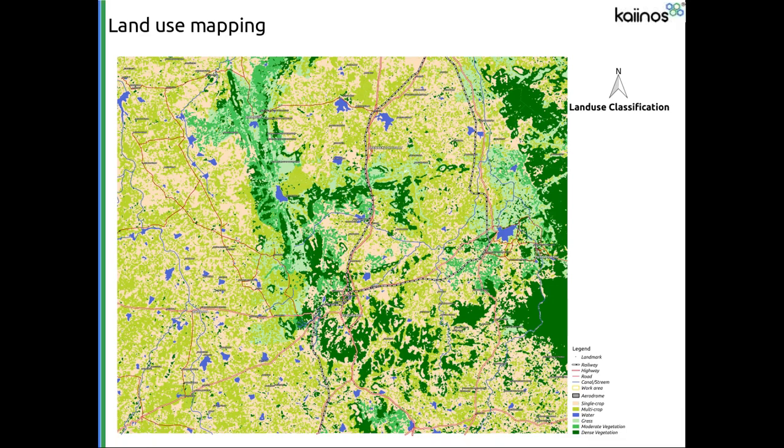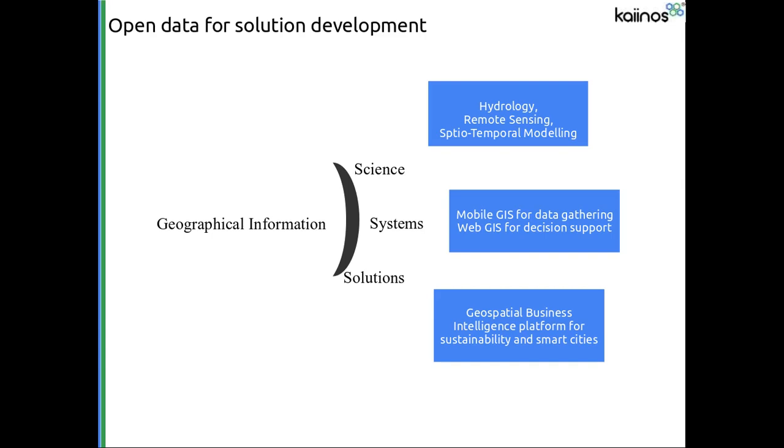So when we have these rich datasets, we actually need not depend on any space agency to generate our maps. We can generate these maps on our own. This is one such map that we have generated for a small NGO in Andhra Pradesh. So these kinds of land use maps can be generated from the labs by any research student on their own. So we've been using open data for solution development.